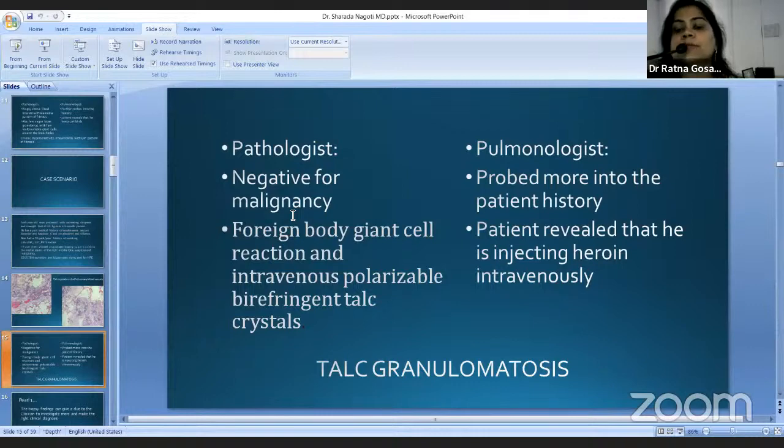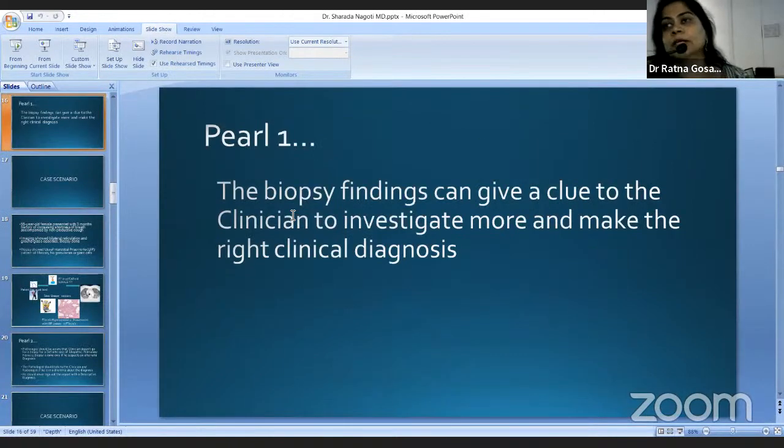Now the pulmonologist probes into the clinical history, and then the patient gives a history that he is injecting heroin intravenously. This is a case which was signed out when I was in the US. So this is not from India. And so the final diagnosis is talc granulomatosis. So what is the pearl in these two cases? The biopsy findings can always give a clue to the clinician to investigate more and make the right clinical diagnosis.